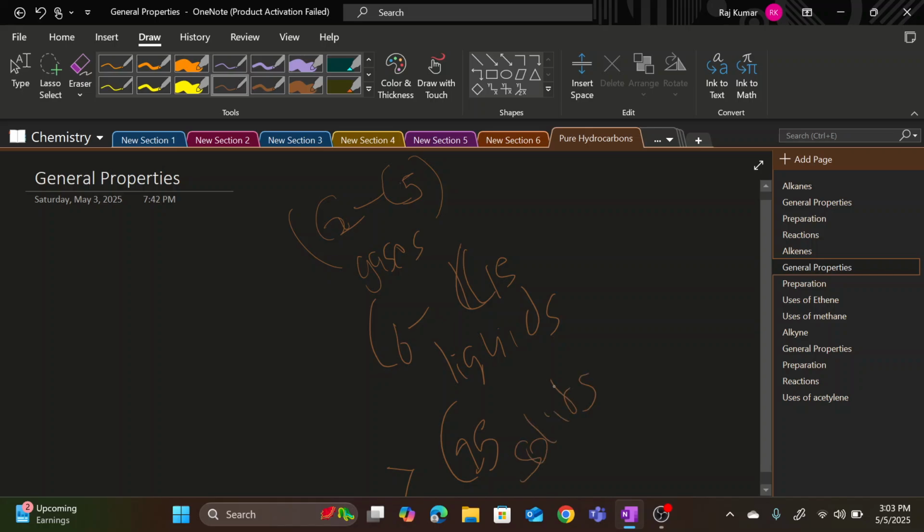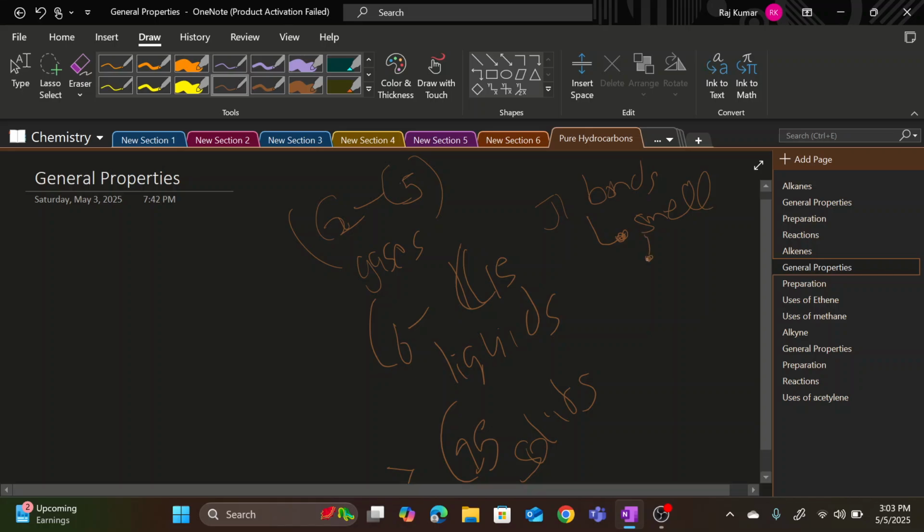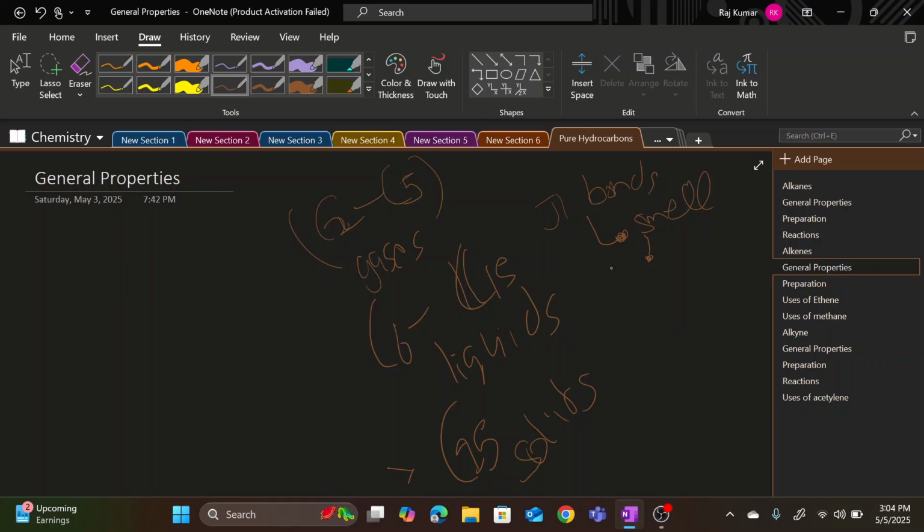Now if we talk about their characteristics, they have a pi bond, due to which they have a characteristic smell. They have a sweetish taste, and they also have a characteristic color because of the pi bond.